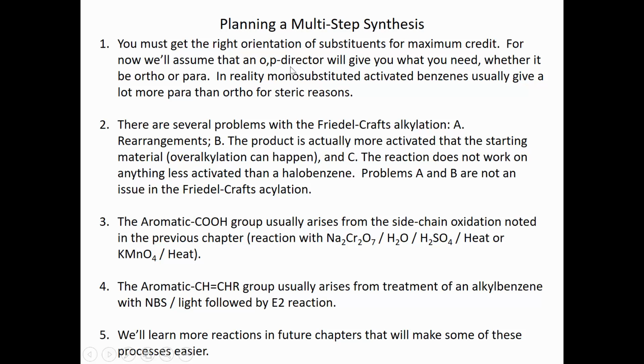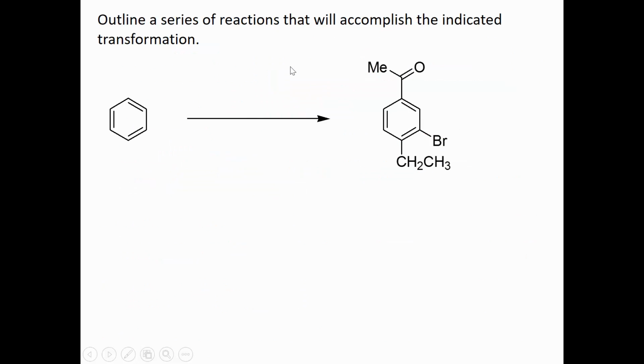All right, so what we're going to see here is a series of 4 synthesis problems. Hopefully they cover most of the issues that you would likely see in a multi-step synthesis. We've covered one classic problem, how to avoid rearrangements in making alkyl benzenes by doing the Friedel-Crafts acylation followed by reduction, in previous parts of this chapter. Now we're going to look at some other types of problems. All right, so let's look at this problem right here.